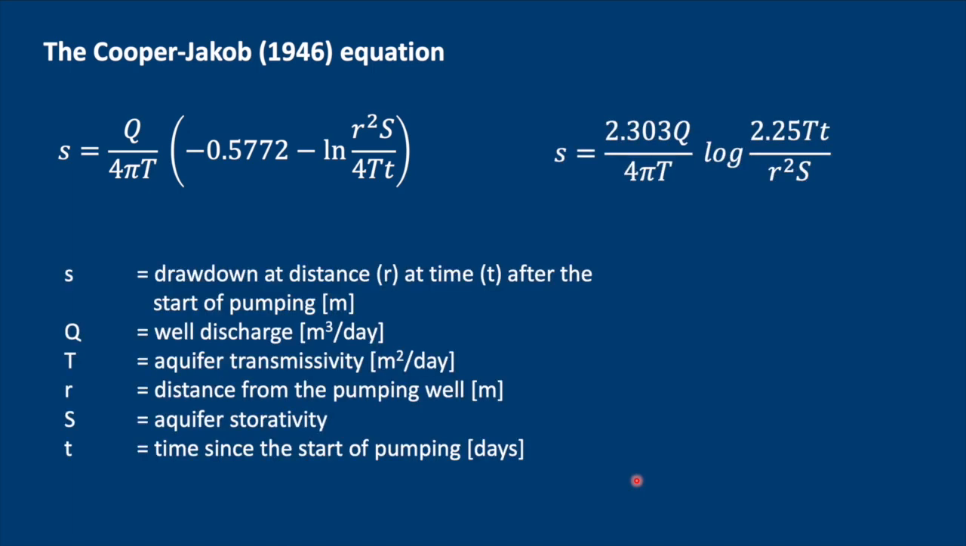And just to remind you about the parameters, what's really important is that we remain consistent. So for example, the drawdown has to be in meters, discharge in meters cubed per day, transmissivity in meters squared per day, the distance r in meters, and of course time in days. Another key thing we need to consider is that this equation only works when u is small, when it's less than 0.05. So after you've calculated transmissivity and storativity, you need to plug them into this equation to see if it still conforms to the Cooper-Jacob assumption of a very low u.